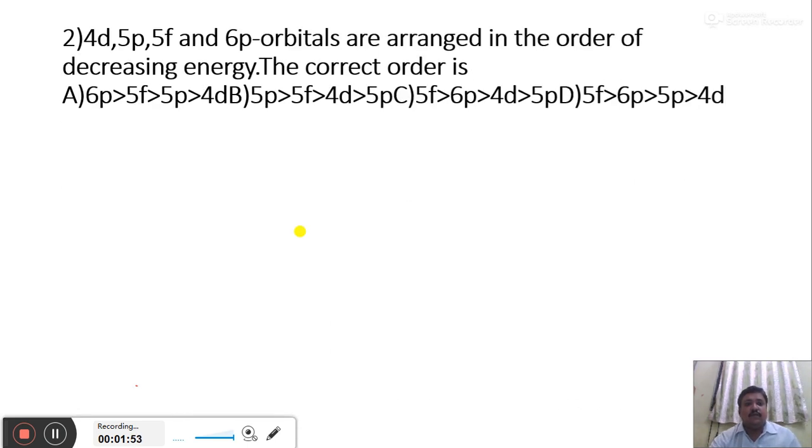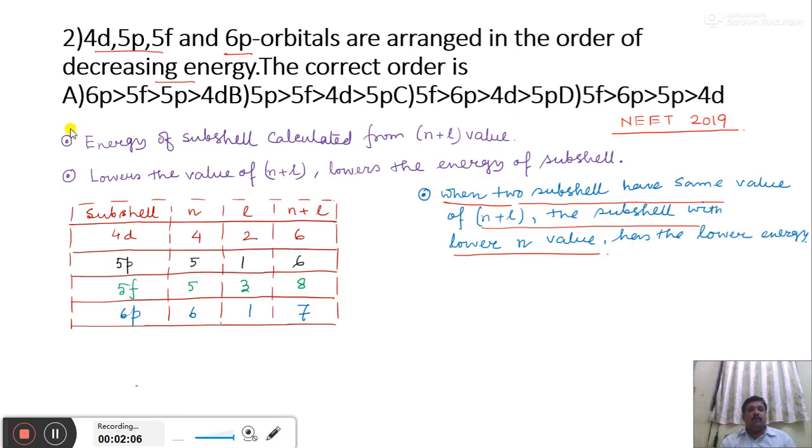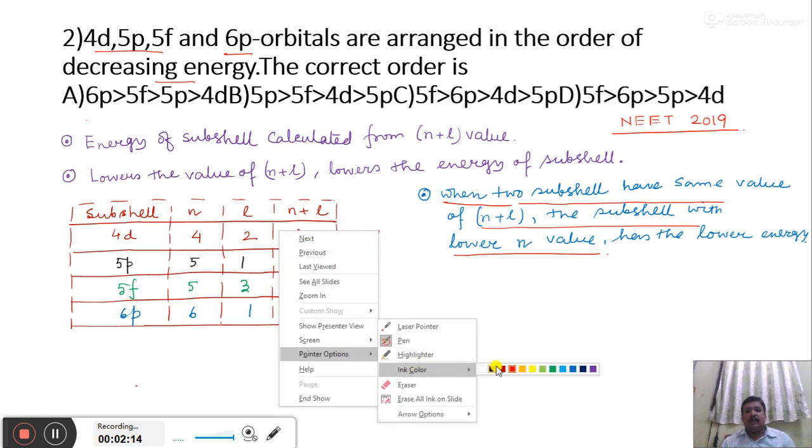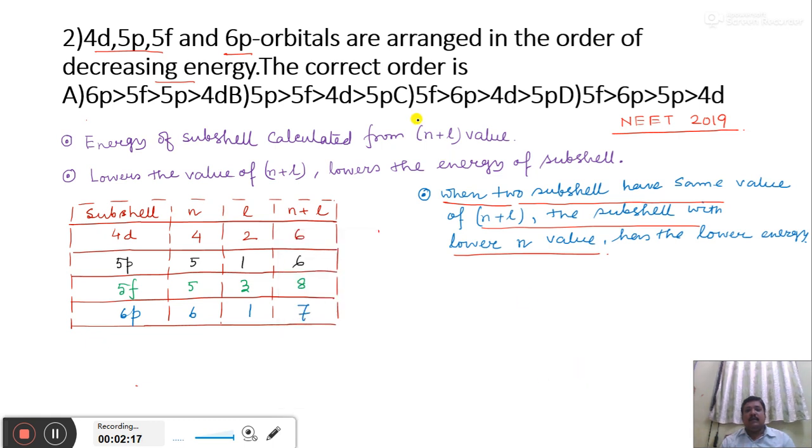My second problem is: 4d, 5p, 5f and 6p orbitals are arranged in the order of decreasing energy. Now these are the options. Now the solution is, we know from the Aufbau principle that the energy of a subshell is calculated from the value of n plus l, where n is the principal quantum number and l is the azimuthal quantum number. The lower the value of n plus l, the lower the energy of the subshell.